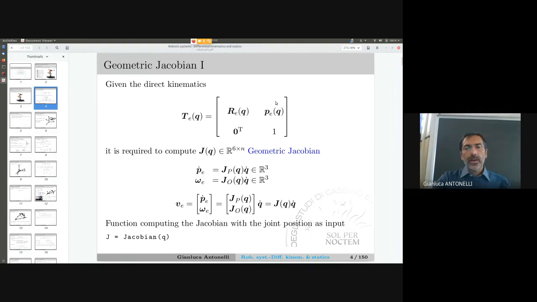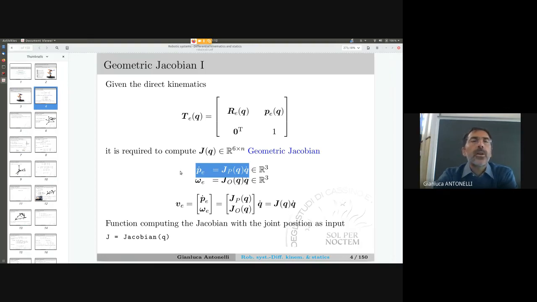Now, I do want to compute this matrix that will have always 6 rows, but the number of the columns will be the number of the degrees of freedom of my robot. And we will see, we will build actually this equation, those two equations, and finally the Jacobian J.